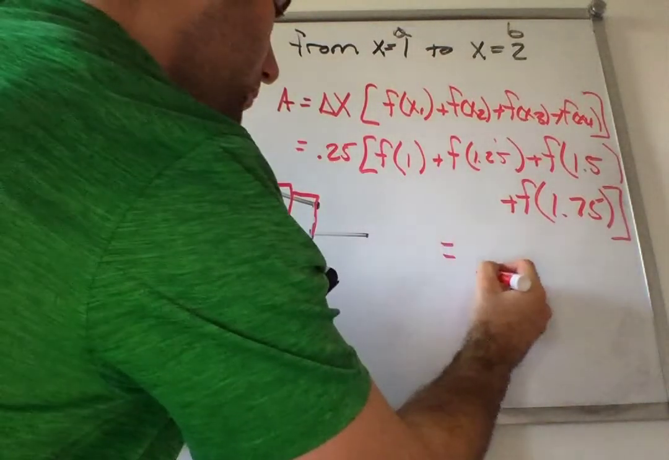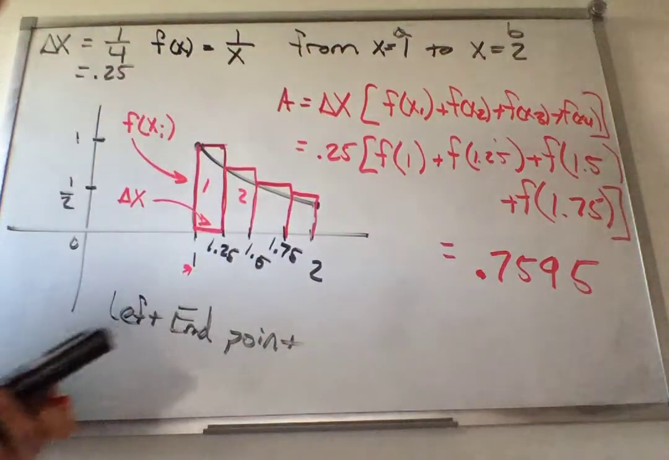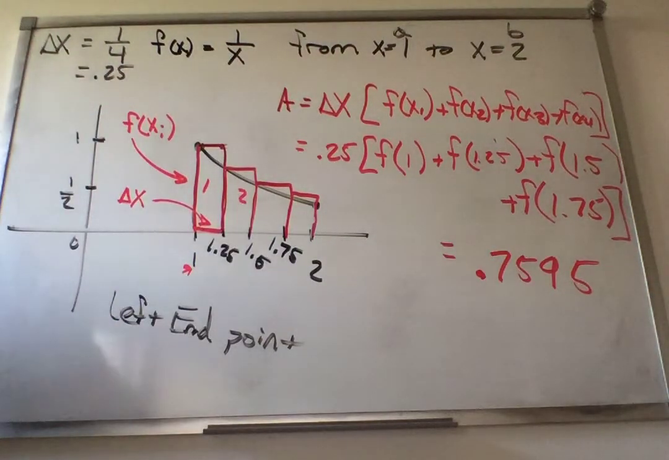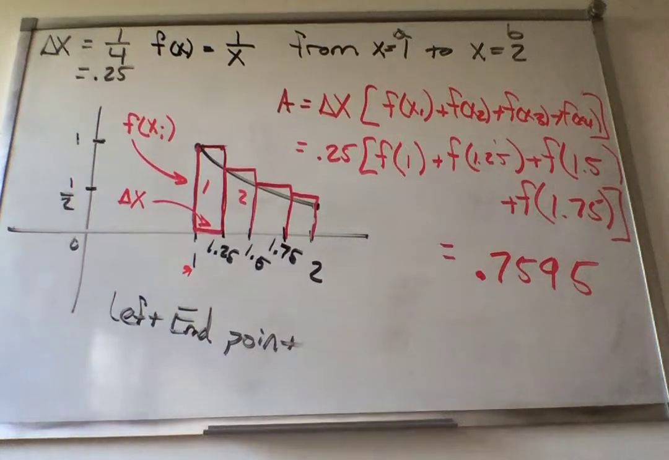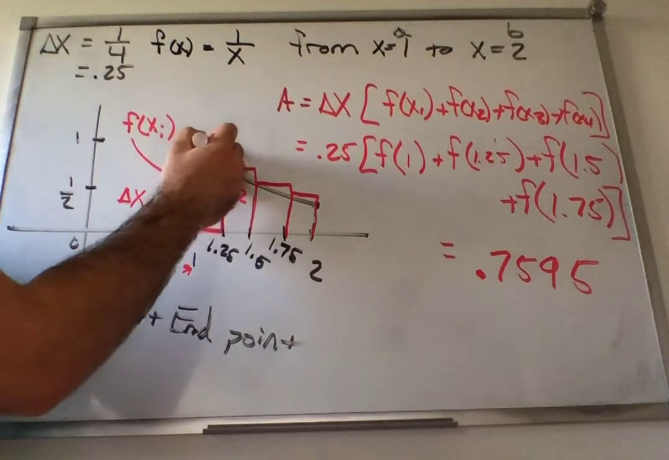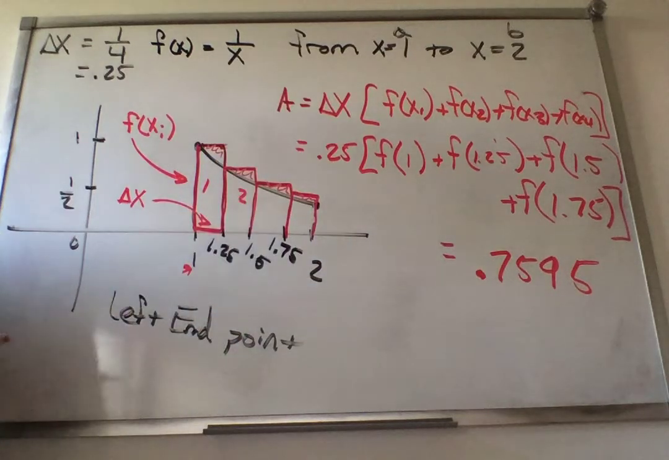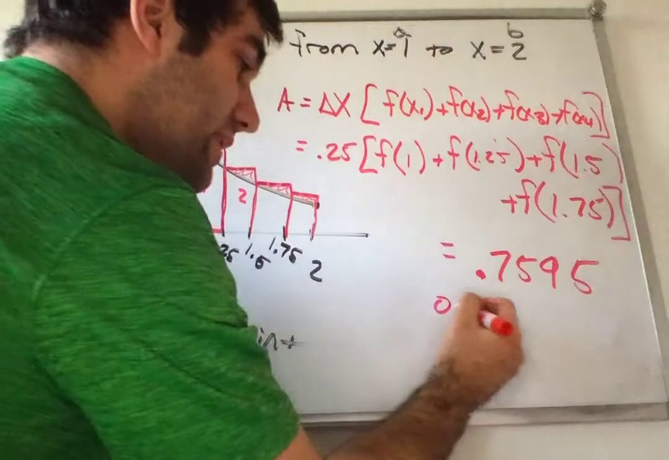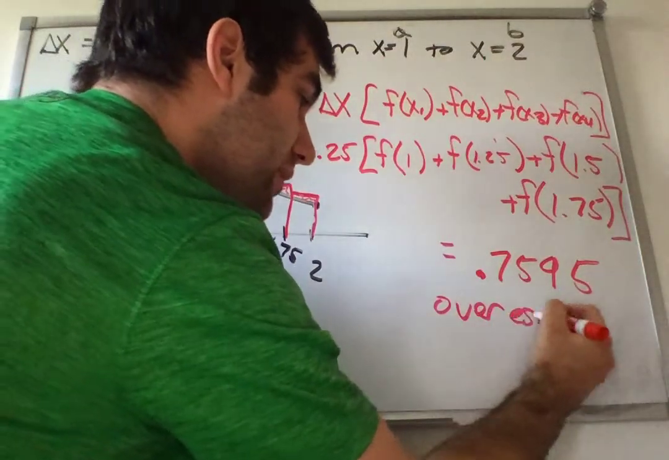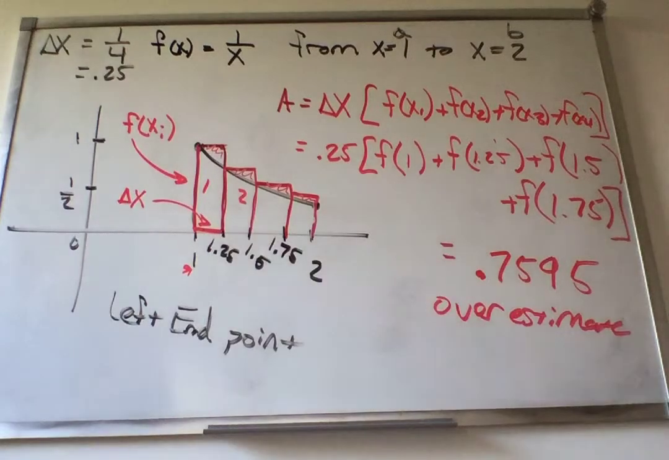I get 0.7595. That was the left endpoint approximation. Remember, we counted this extra area up here in each rectangle, so this is the overestimate. Okay, we just found an overestimate.